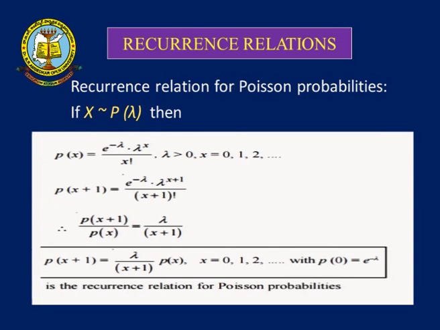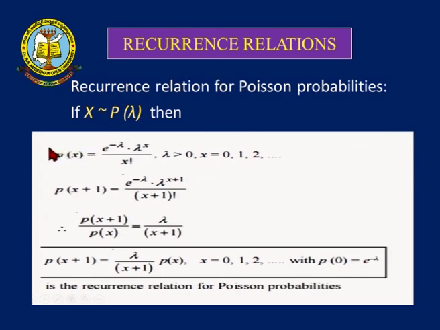Now, I am going to discuss the recurrence relation for Poisson probability. If x follows P of lambda, then P of x is equal to e to the power of minus lambda, lambda to the power of x divided by x factorial, where lambda is greater than 0 and x takes values 0, 1, 2, 3 and so on. Next, P of x plus 1.